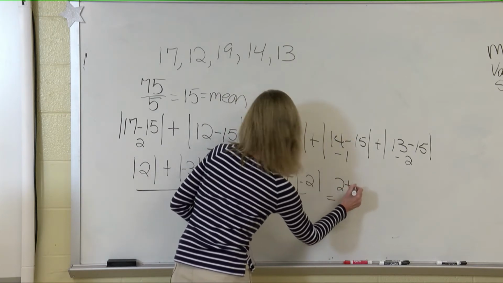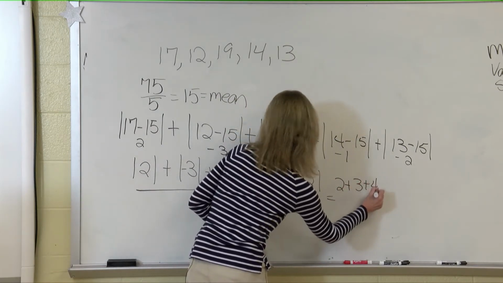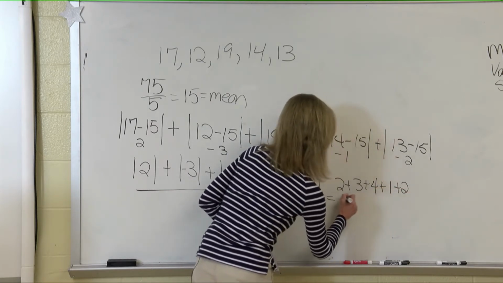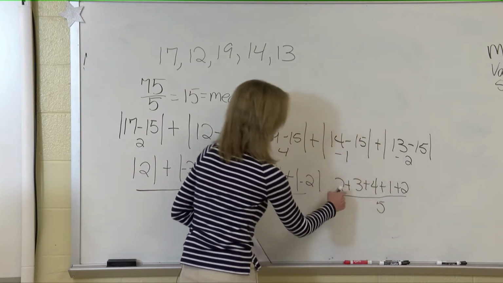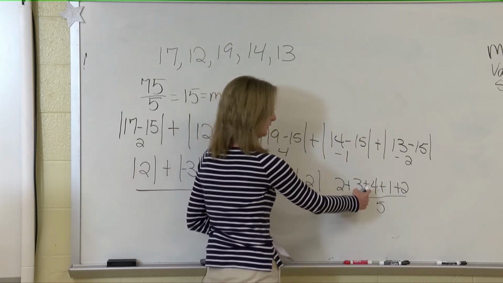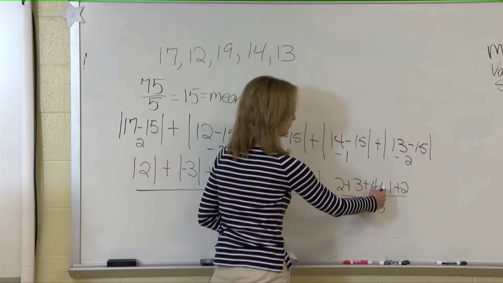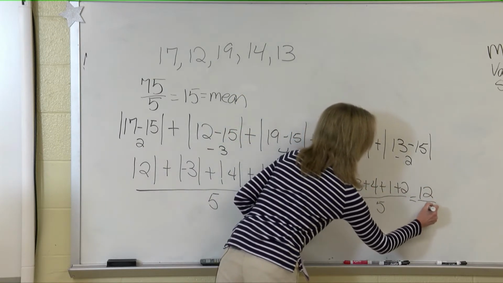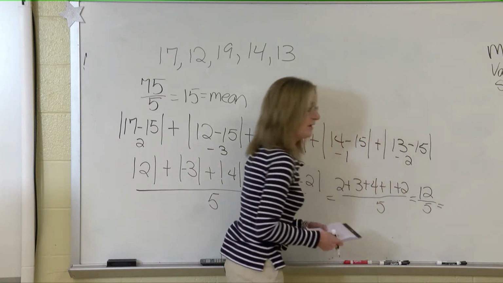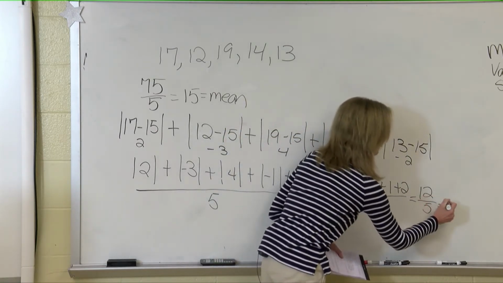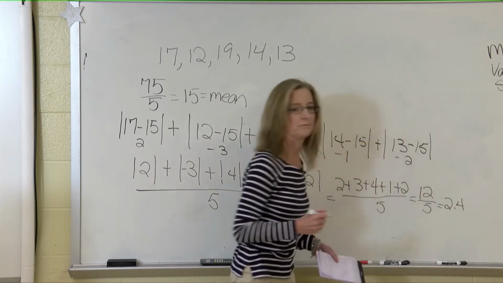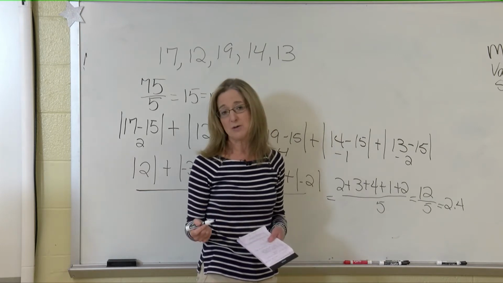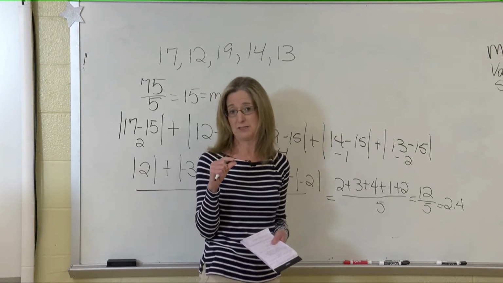2 plus 3 plus 4 plus 1 plus 2 divided by 5. 2 plus 3 is 5, plus 4 is 9, plus 1 is 10, plus 2 is 12. 12 divided by 5 is 2.4. A lot of steps, isn't it? A lot of work, maybe a little bit confusing.